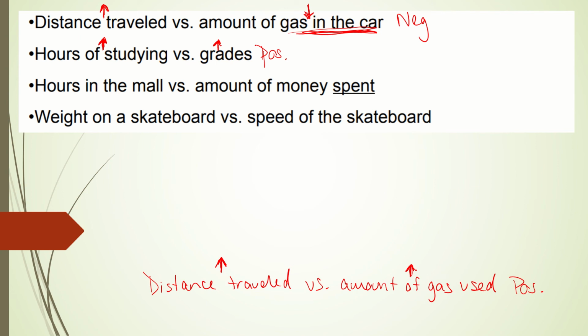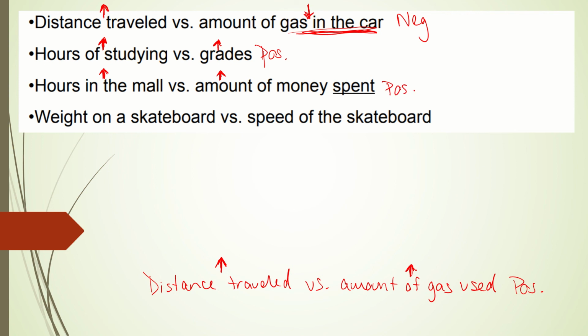The next one has a word underlined. That's because they want you to pay particular attention to that word. So hours in the mall versus the amount of money spent. The more time you spend in the mall, what's happening to the amount of money you're spending, most likely? Right, the longer you're staying there, you're probably finding more things to buy, so you're spending more money. That would be a positive.